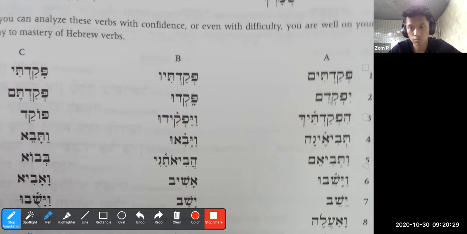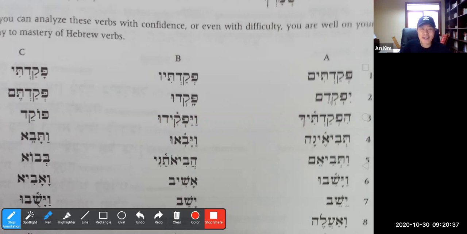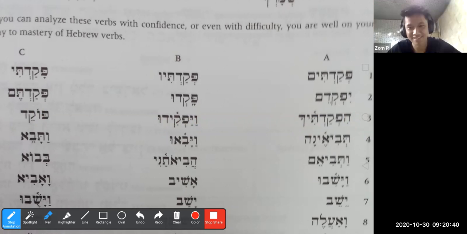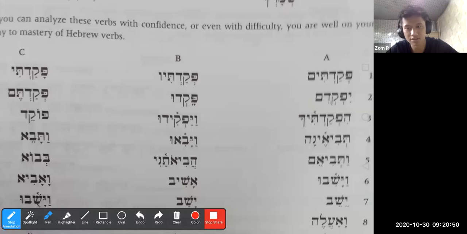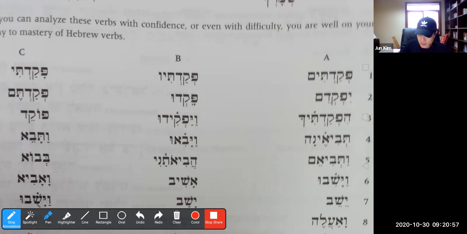Root is bow. And is it piel? Are you asking me to answer? I think piel. Do you think this is piel? Yes. Why? Because under the prefix pronoun it is shewa. Is it? No. So it is hifil.